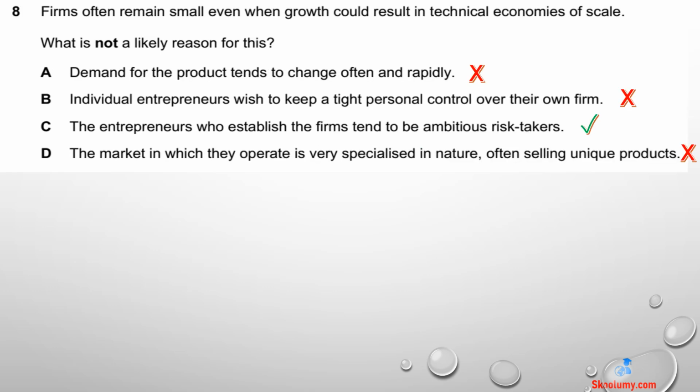Question 8. Firms often remain small even when growth could result in technical economies of scale. What is not a likely reason for this? C is the correct option. The entrepreneurs who establish the firms tend to be ambitious risk-takers. Ambitious risk-takers often try to increase the size of their firms. It is not a reason why firms choose to remain small. Options A, B and D are wrong because they are likely reasons why firms remain small.